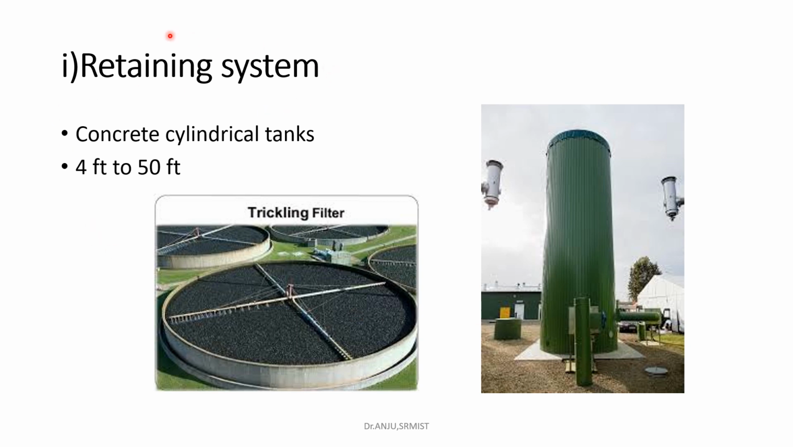The retaining system, what are they made of? So if you see here, they are concrete. These tanks are made of concrete material, and usually they are cylindrical in shape. Some also have it in square shape, but mostly what we find is cylindrical tanks. And the height of the tank usually is 4 feet, and there are also sewage treatment plants which use 50 feet height retaining systems for the treatment.